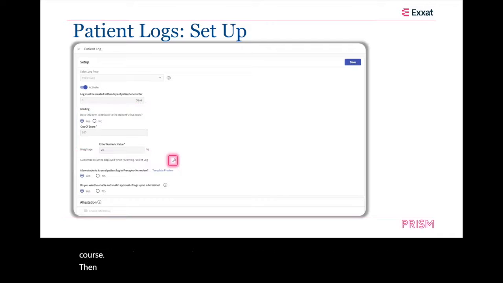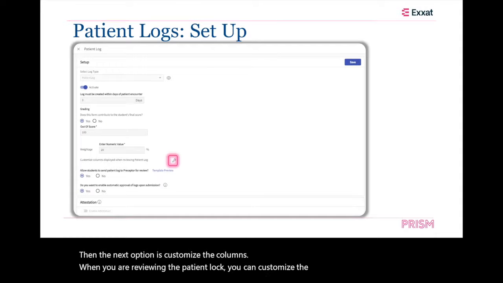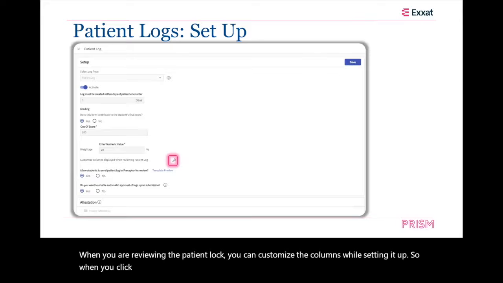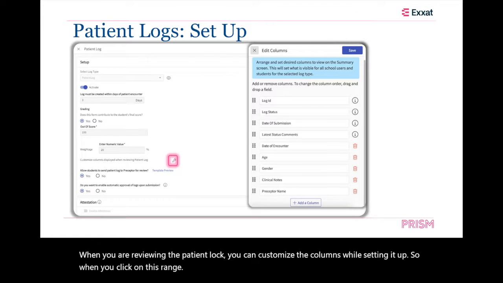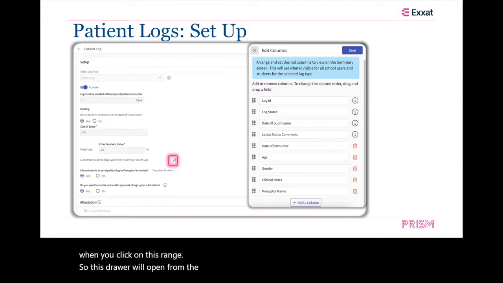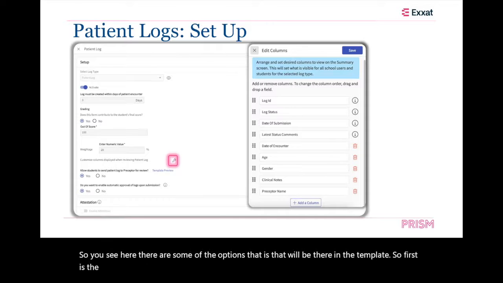Then the next option is customize the columns. When you are reviewing the patient log, you can customize the columns while setting it up. So when you click on this wrench, this drawer will open from the right. So you see here there are some of the options that will be there in the template. So first is the log ID, log status, date of submission, latest status, comments. So these four options will be visible by default.